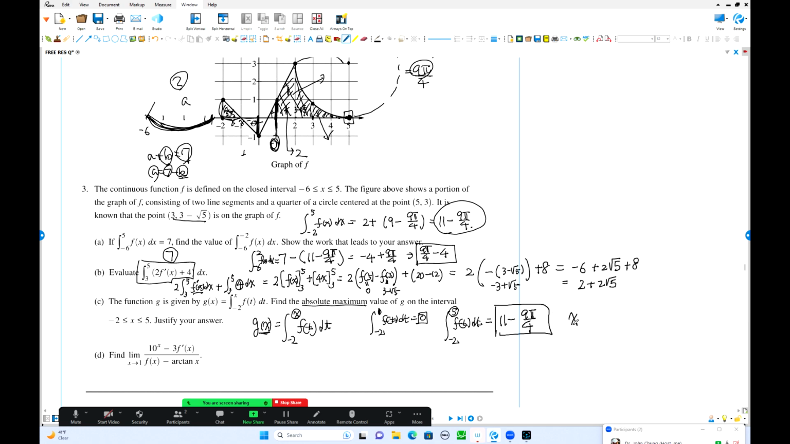When up to x equals 8. I'm sorry, x equals 5, okay? So g of 5, okay? So g of 5 is, when x is 5, that is what? Absolute maximum, okay? The value is 11 minus 9 pi over 4, okay? Are you okay with this? Yeah. Okay.